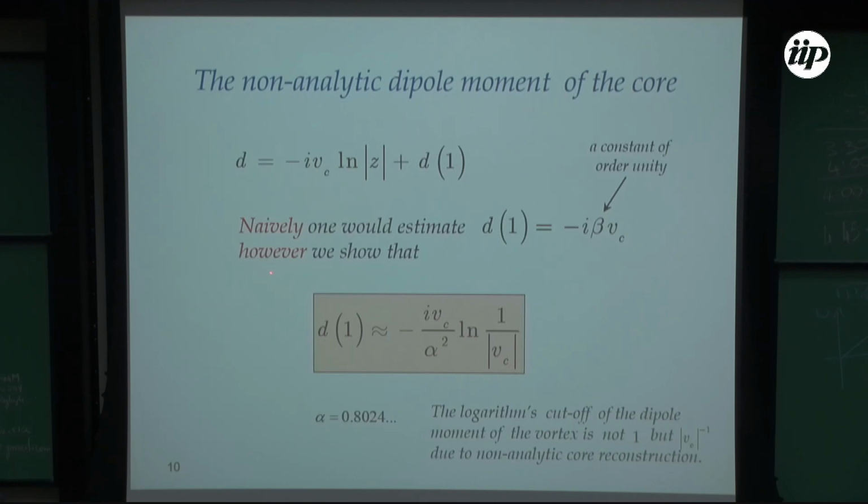But what I want to show you here is that actually it is not that. It cuts off at a much smaller scale, not 1, but 1 over Vc. So I have 1 over Vc in this logarithm with a minus sign here. And this is the cutoff, and this is the dipole moment, which I will talk about. Okay?